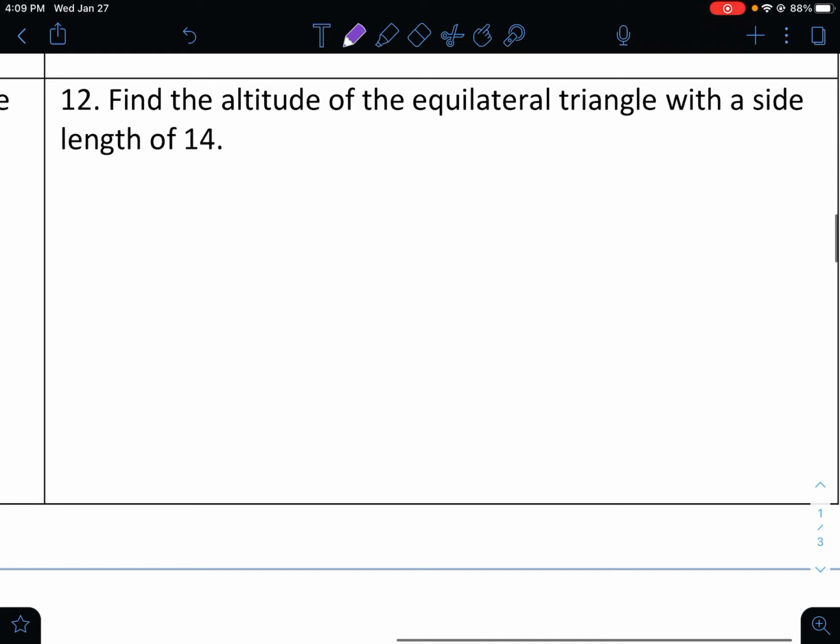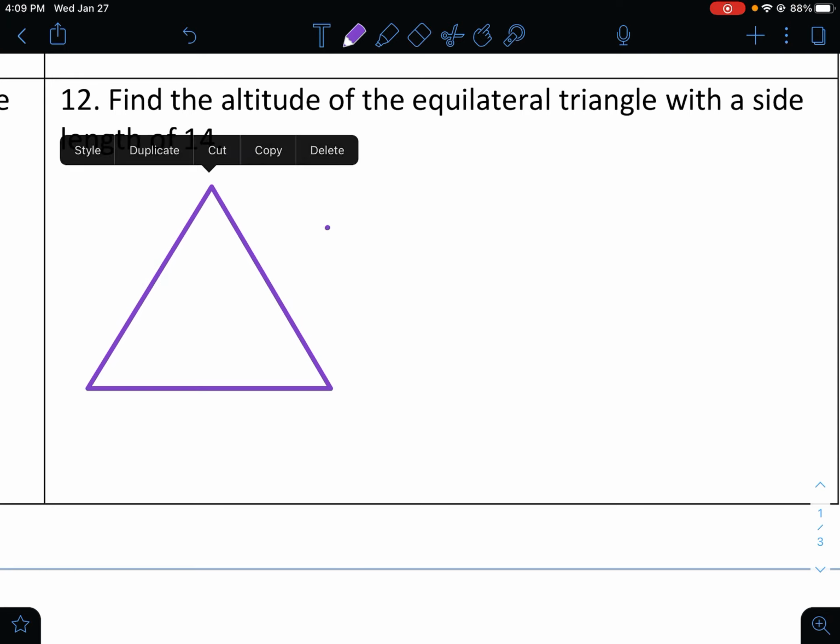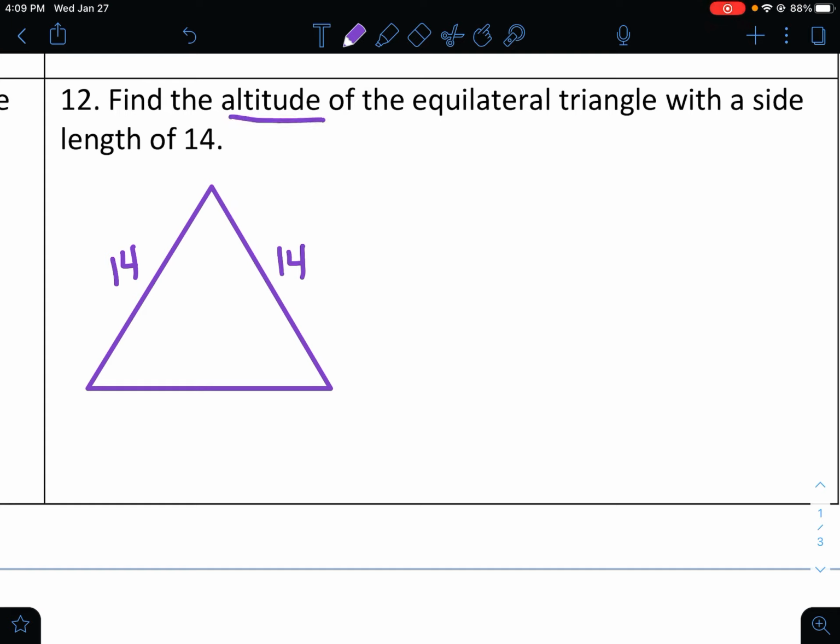Number 12, same thing. So I'm going to draw my equilateral triangle. Okay, and it has side lengths of 14. So again, we're looking for the altitude, so I'm just going to go ahead and draw that altitude right now. And since it is an equilateral triangle, I know each side has to be 7 because the whole thing has to be 14, because all 3 sides are equal. Anyhow, since it's an altitude problem and it's an equilateral triangle, we can use Pythagorean theorem to find the altitude. So whenever you're looking for the altitude, use Pythagorean theorem.